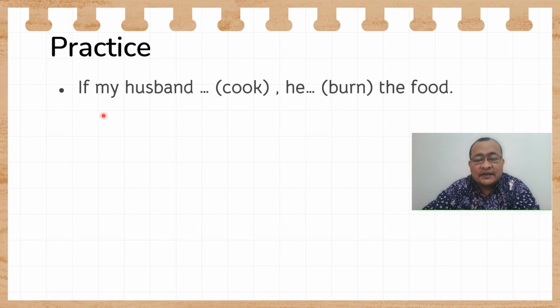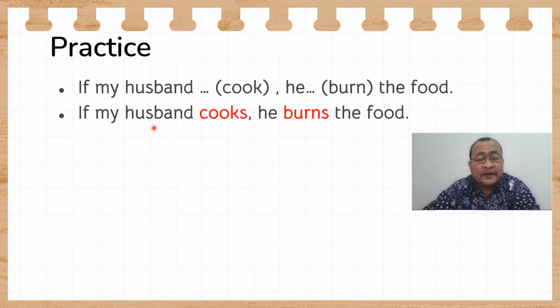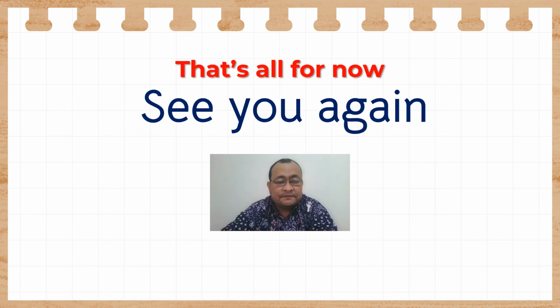Let's see another example. If my husband cook, he burn the food. Always like that. Anytime, every time my husband cooks, he always burns the food. So it always happens. So present form: if my husband cooks, the subject is husband, so the verb is in the third person singular plus s. Cook becomes cooks. Burn becomes burns, he burns. If my husband cooks, he burns the food.